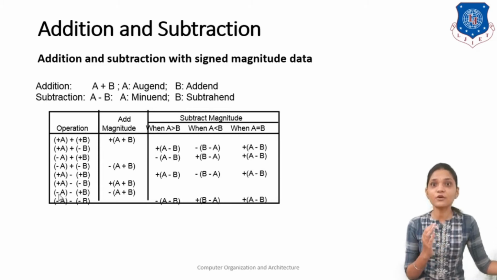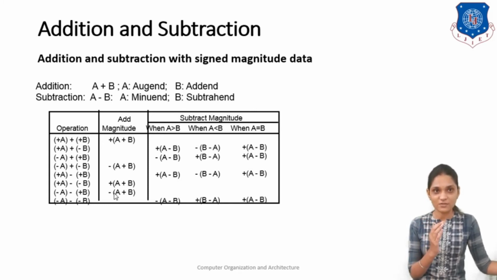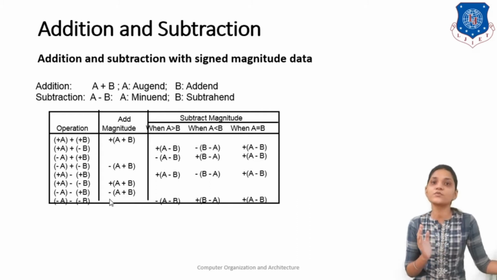And similarly, if your A is negative and B is positive but the operation given is a subtraction, that means minus A minus B. Actually you will perform the addition operation, but the sign of your result will be negative. That will be minus A plus B.